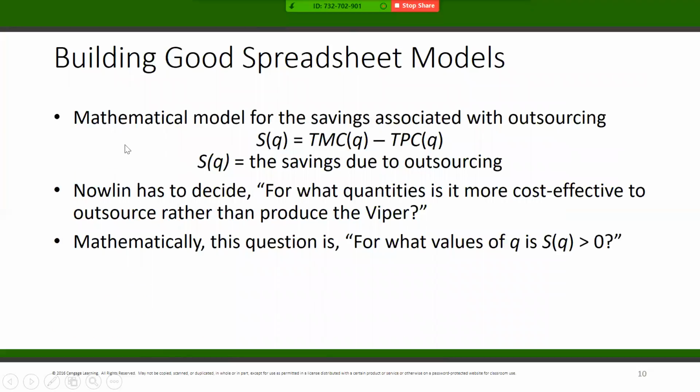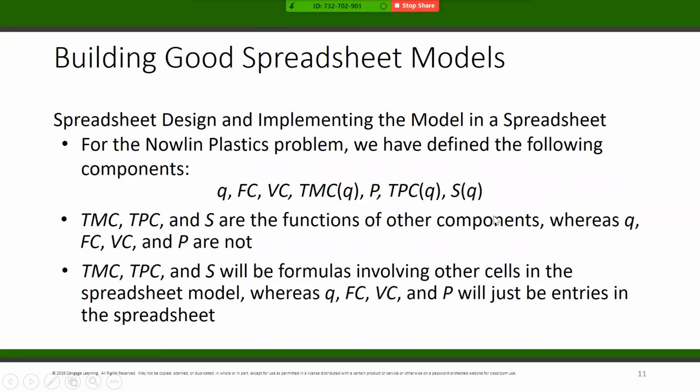Now here is the mathematical model for the savings associated with outsourcing. If we outsource, it's supposed to be cheaper, so what is the savings? The savings S of Q is equal to the TMC, total manufacturing cost, minus the TPC, the purchase cost, so savings is due to the outsourcing. So now we have to decide for what quantities it is more cost effective to outsource rather than produce the Viper. Mathematically, for what values of Q is S of Q greater than 0?